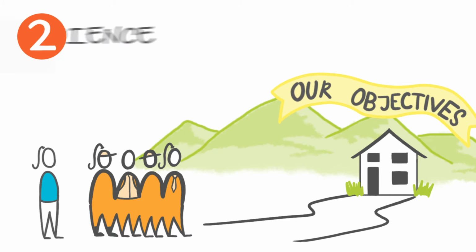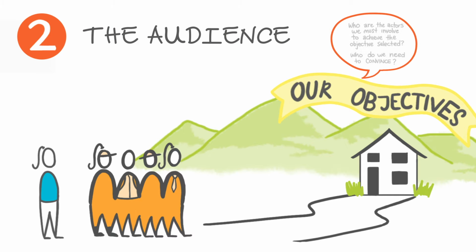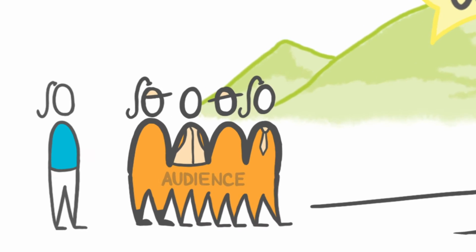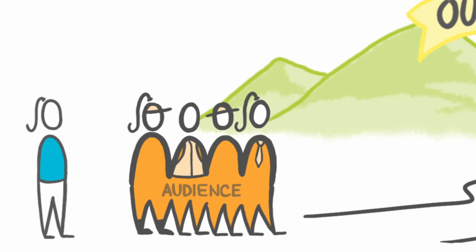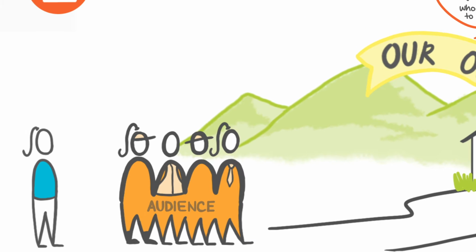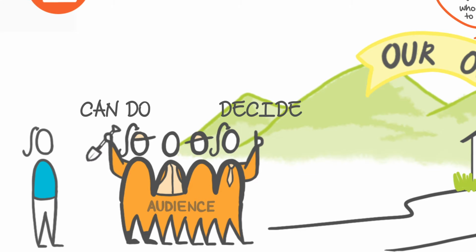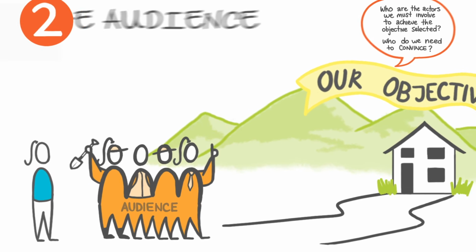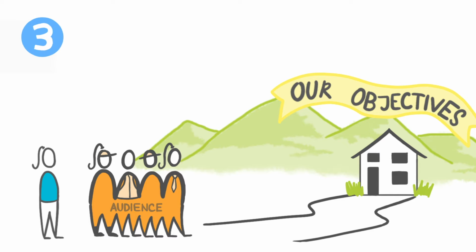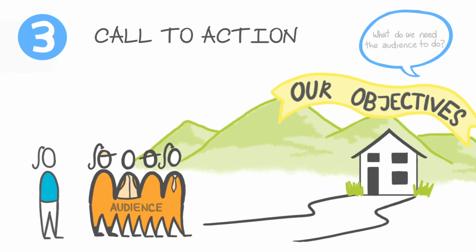The second step is to identify our audience. Who are the actors we must involve to achieve the selected objective? In other words, who do we need to convince? Or who is the audience for messages we need to convey? You must very precisely clarify what their role is in achieving the objective. For example, whether they take key decisions or whether they can do something that is very important to achieve the objective.